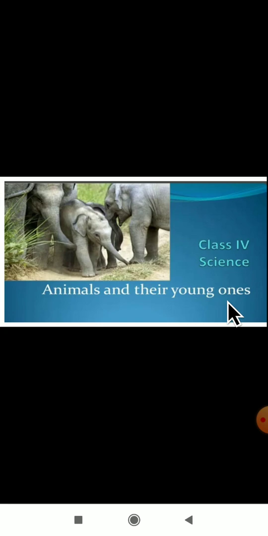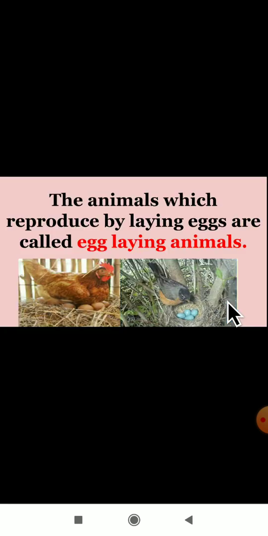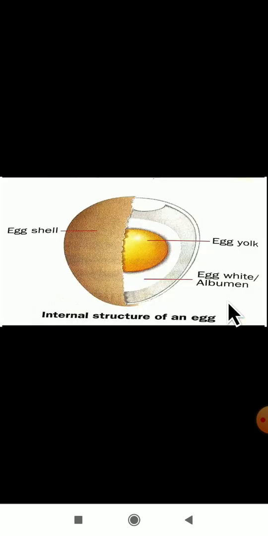Can we revise what we studied in our previous video classes? Yes, we studied the definition of egg-laying animals. The animals which reproduce by laying eggs are called egg-laying animals. Then we studied the internal structure of an egg. I hope everyone has practiced this diagram with the parts. It is a very important diagram. Once again I am repeating it so that it will become easy for you.